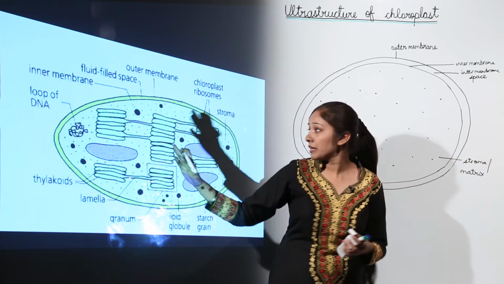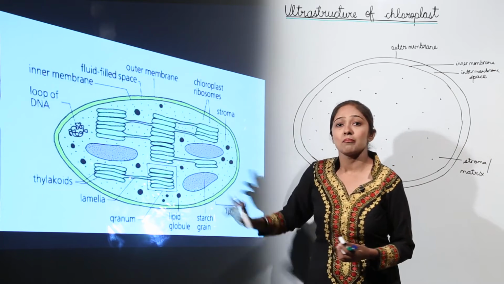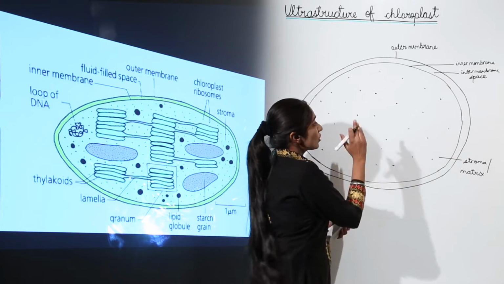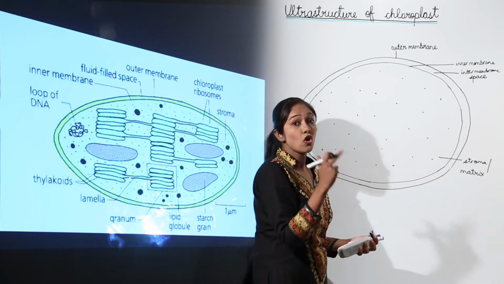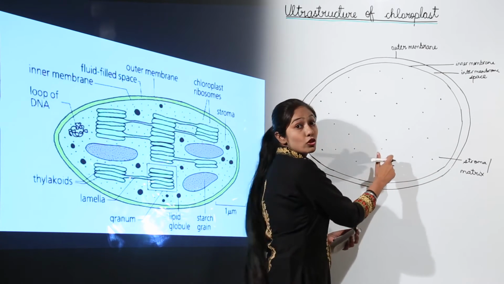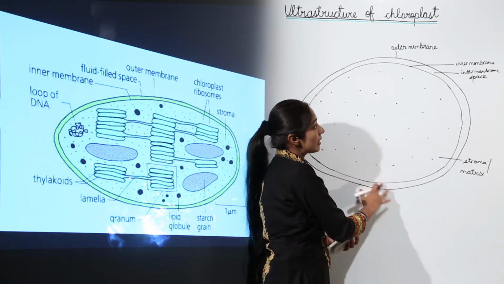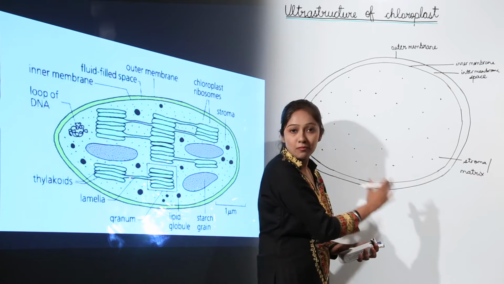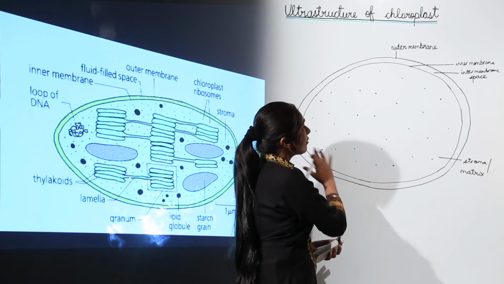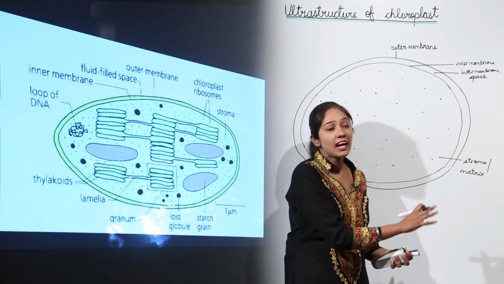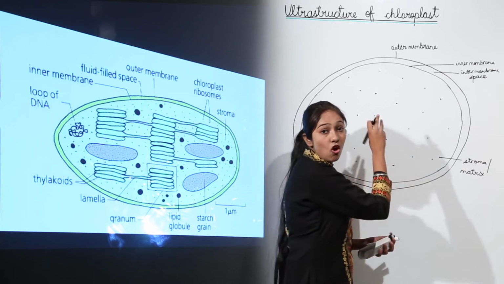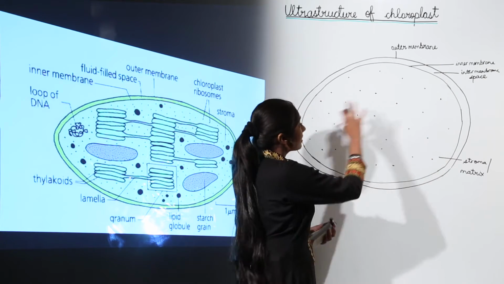You can see in this image a highly clearly defined diagram, but I am just making this for you so that when I am making it, you can also draw with me. You can also draw it with me in your notebooks and practice this diagram, because this is the ultrastructure of chloroplast, very important from the examination point of view. Make a very neat and clean diagram in your notebooks and label all the parts, all the structures present in this organelle.